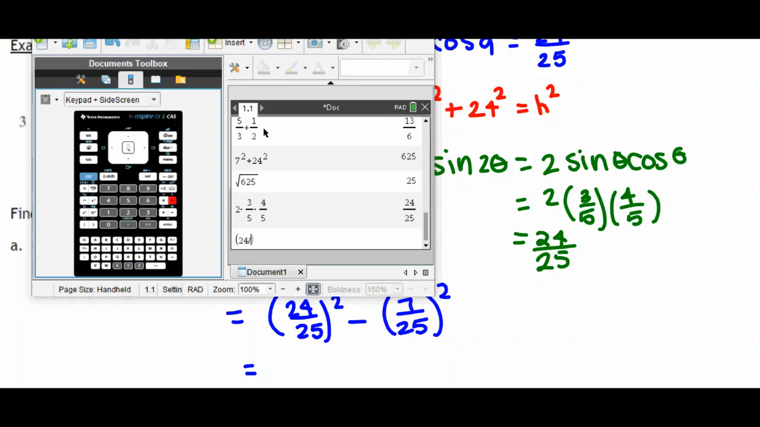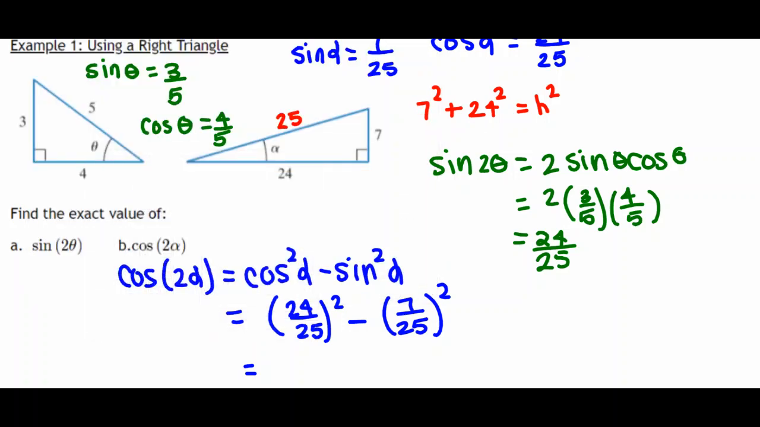24 25ths squared minus 7 25ths squared. And we get 527 over 625. So cosine 2 alpha is 527 over 625.